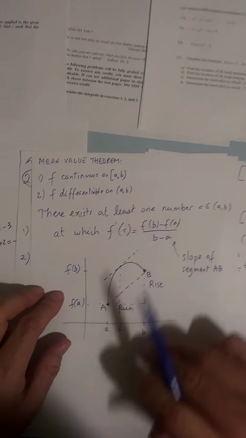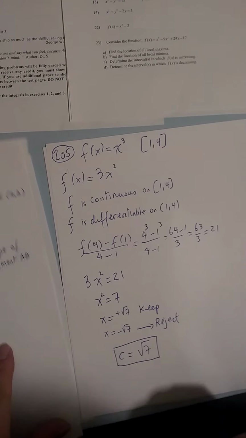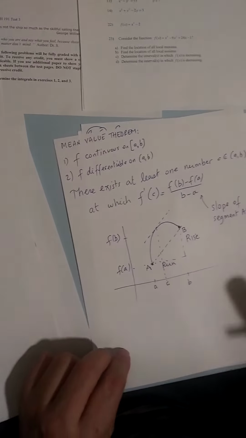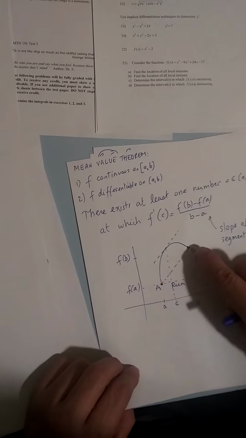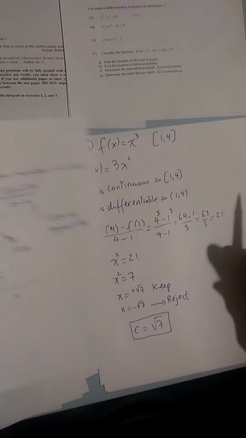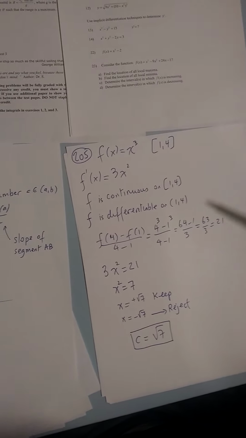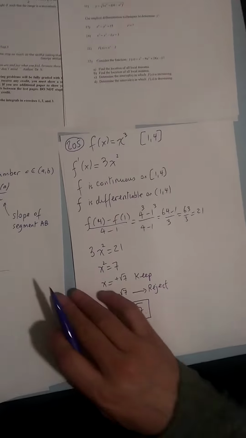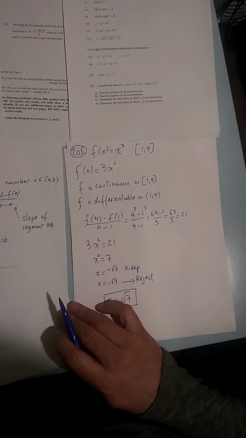f of 4 is 4 cubed. f of 1 is 1 cubed, over 4 minus 1. This would be 64 minus 1 over 4 minus 1, which is 3. 63 over 3 is 21. So there exists a point at which the slope of the tangent is going to be 21. The slope of the segment is 21, so we need to look for the point at which the slope is 21. So what do we do? We set up f prime of c equal to that.